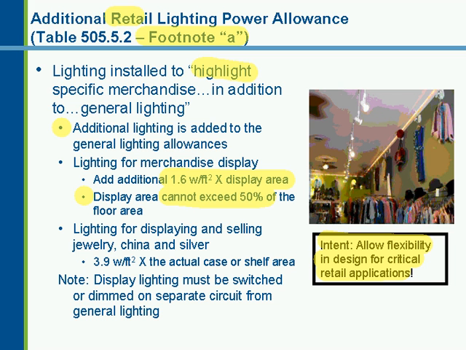The second category is for specific merchandise types, either higher-end jewelry, china, and silver merchandise, and this allowance is at 3.9 watts per square foot, again, times the actual case or shelf area, not a square footage of the sales floor. Now, an important note here is that this display lighting does need to be separate. It must be separately switched or dimmed on a separate circuit from the general lighting. It cannot be part of the general lighting to get this allowance.